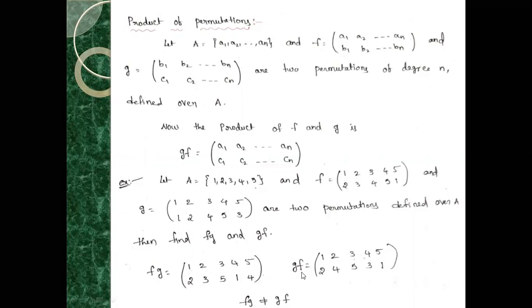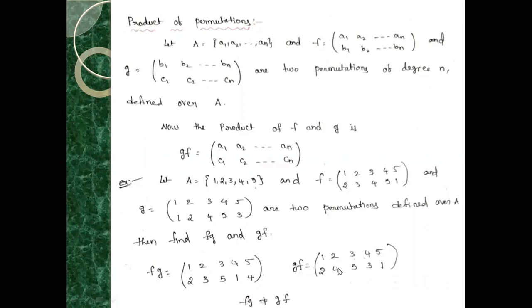Next, the permutation for GF. Now we write the first row of the F function: 1, 2, 3, 4, 5. Next we check 1 to 2 and compare 2 in G. So 2 is related to 2 in G. So 1 to 2. Next, 2 compared in F: 2 is related to 3. Now 3 is compared in the G function: 3 to 4. So 2 to 4. Then 3 to 4 in F, 4 to 5 in G, so 3 to 5.